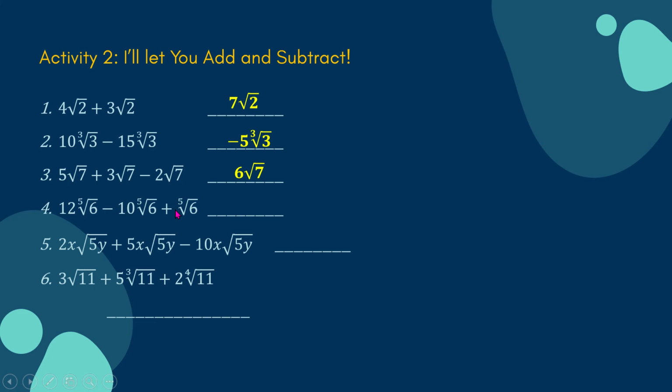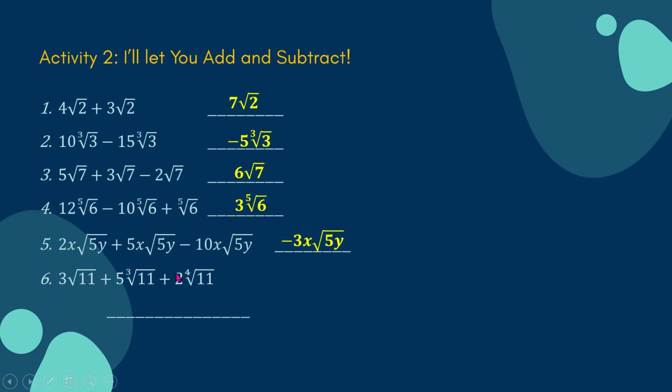2 plus 1, imaginary 1 man siya, no? 2 plus 1 is 3. Fifth root of 6. The fifth one, they are the same radical, square root of 5y, square root of 5y, square root of 5y. So we add and subtract the numbers and the variables outside. Like terms many. 2x plus 5x is 7x. 7x minus 10x, negative 3x square root of 5y.